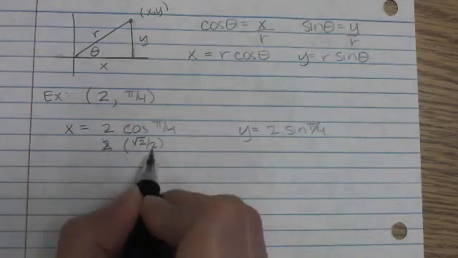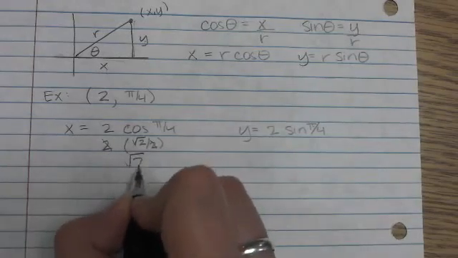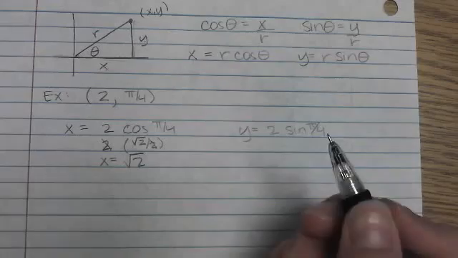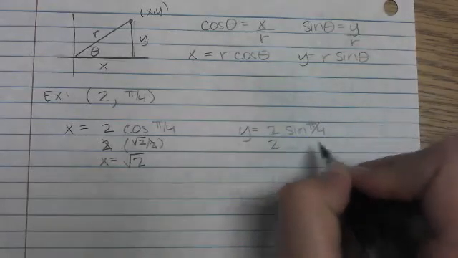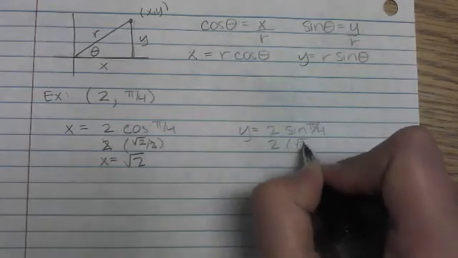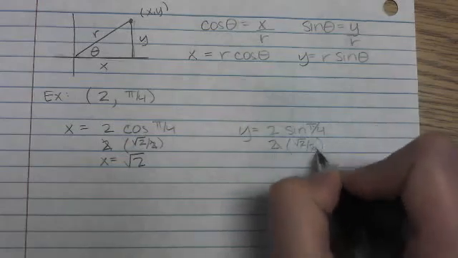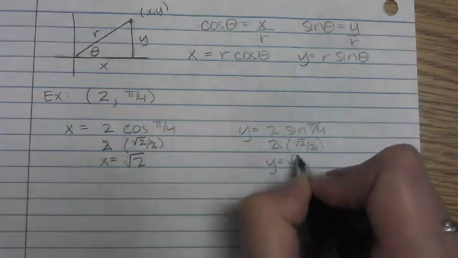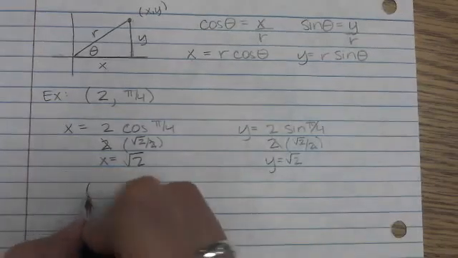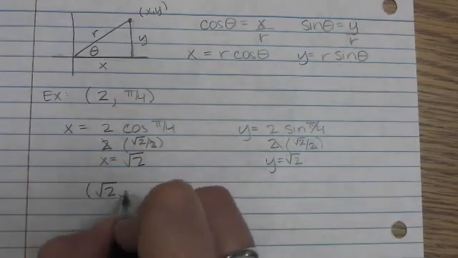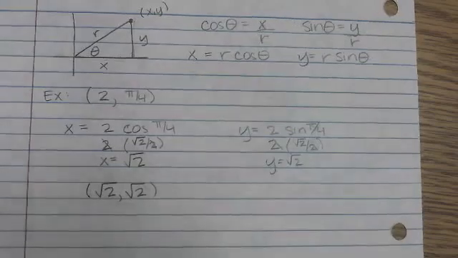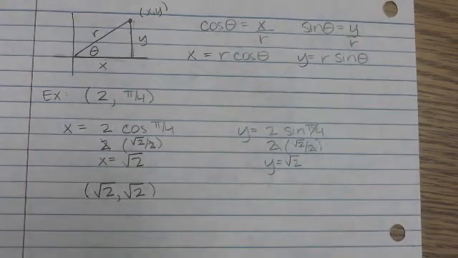And so here those 2's would cancel, and we get that our x-coordinate is just root 2. And then over here, sine of pi fourths is actually also root 2 over 2. So the y-coordinate simplifies the same way. And so we're going to say that if you write this in rectangular form, then our answer would be root 2 comma root 2. And just like when we did the trig unit, anytime you recognize a value off the unit circle, you should use the unit circle values to get something exact.